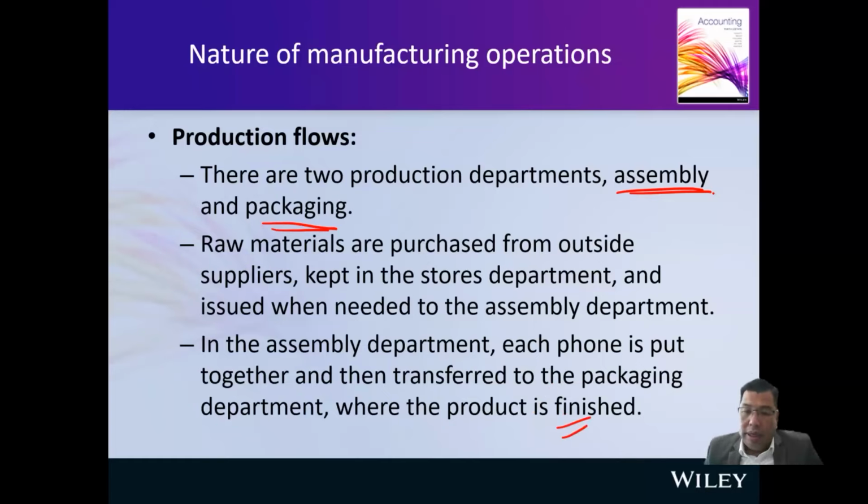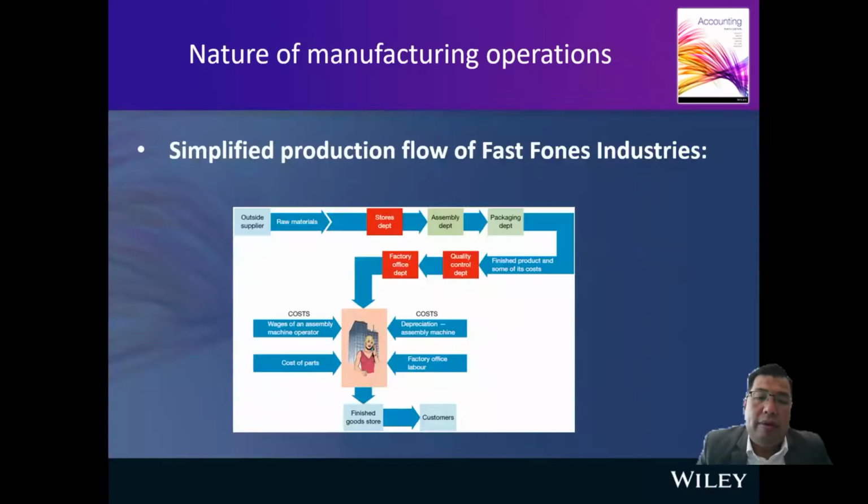This is an example regarding handphones. You're going to put the process together. From the raw material, we go to the store department, and then they assemble it and produce the packaging, and from there it goes to quality control. This is to check the quality of the product. Then it goes to the factory office department, and then it will be distributed to the customer.